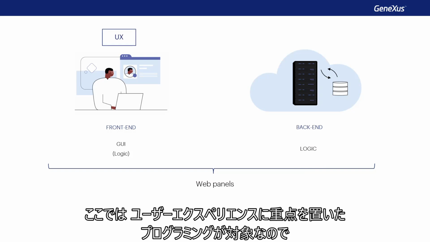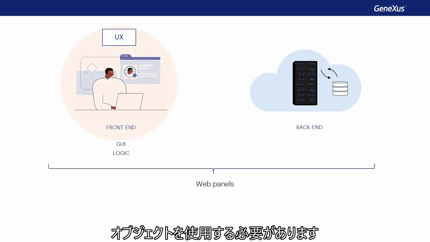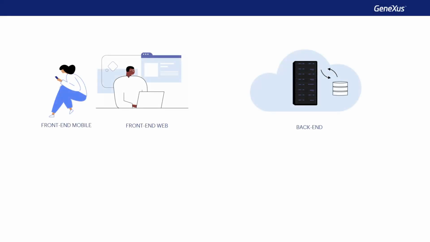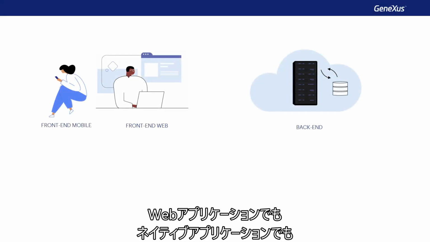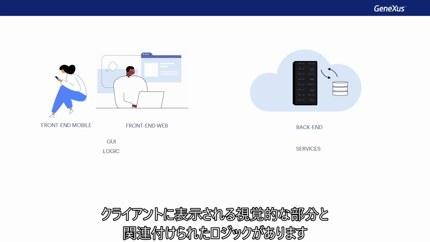As we're now interested in programming that is focused on the user experience, we should use an object that helps concentrate the logic on the client side of the application. Every screen that the user interacts with, from both web and native applications, has a visual part that's displayed on the client and an associated logic.